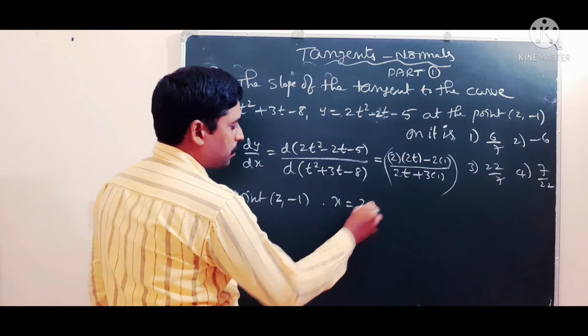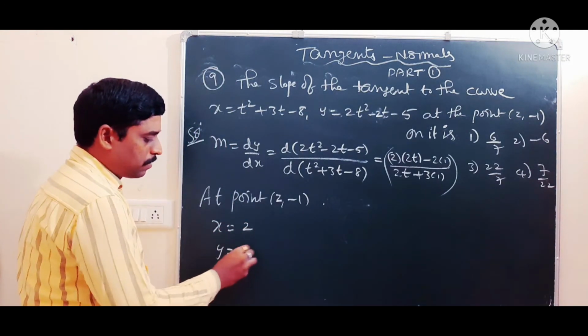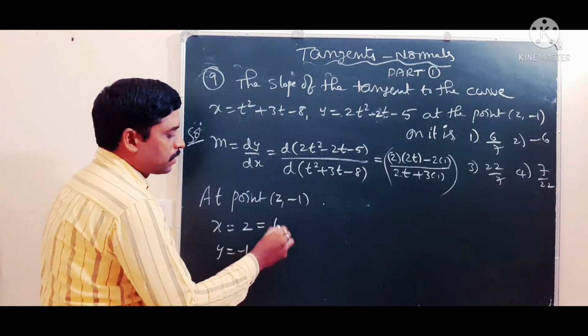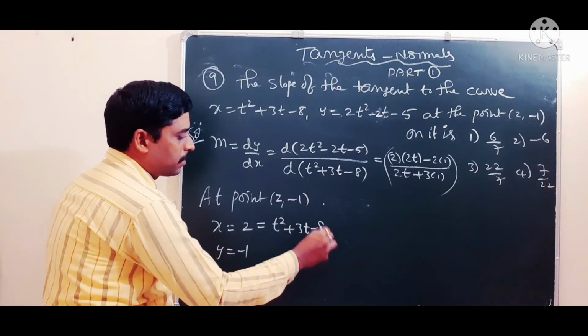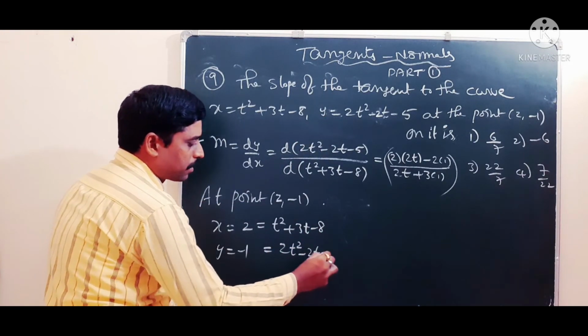Therefore x is equal to 2, y is equal to minus 1. The x value from the statement is t² plus 3t minus 8, and the y value is 2t² minus 2t minus 5.